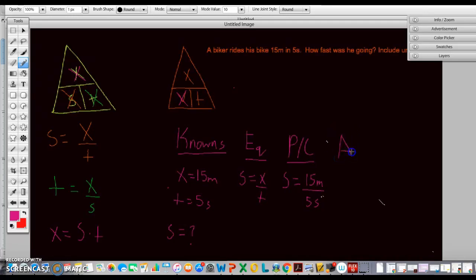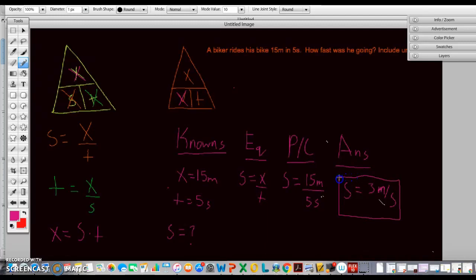And then the answer is going to be speed equals 3 meters per second. That is the answer.